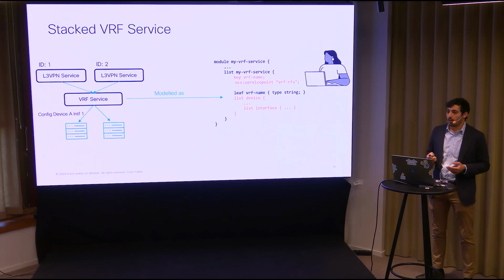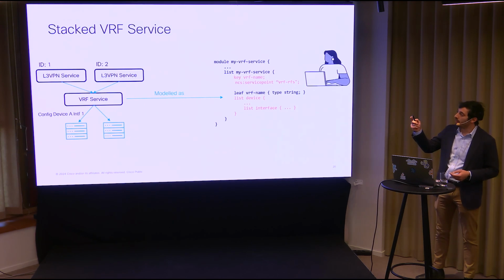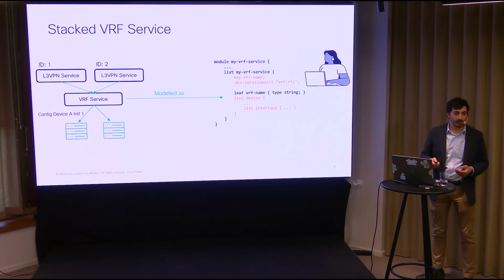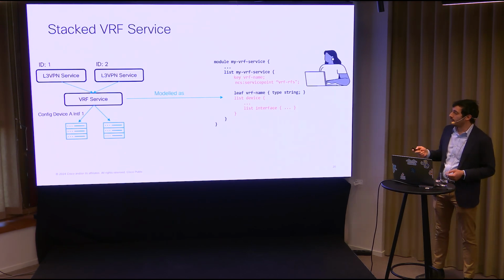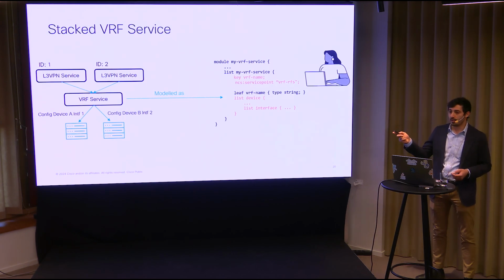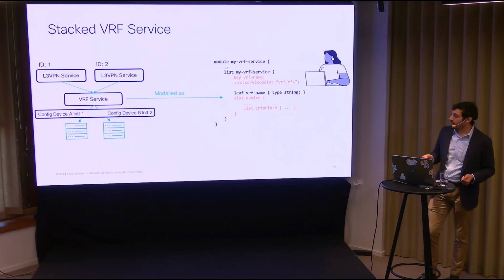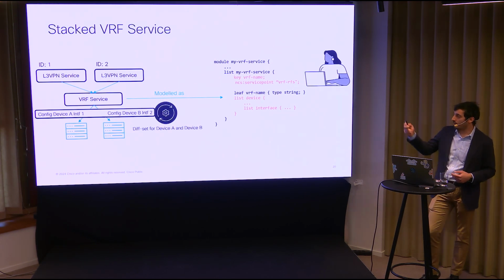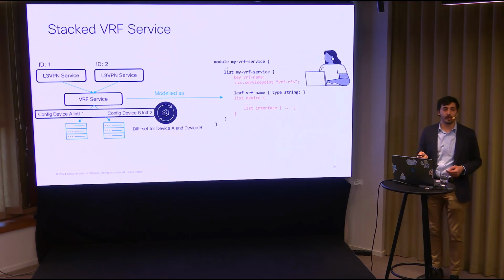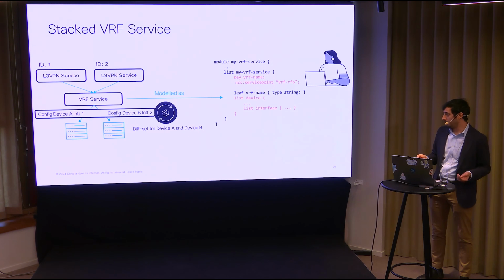Now, a new service is requested, so user intent. The intent is to configure a new L3VPN service with ID 2 that will configure interface 2 on device B using the same VRF service, because both service ID 1 and 2 share the same VRF name. Now what's happening? Here, both configurations are part of the same diff set. So NSO, when you configure ID 2, needs to calculate the diff set for both device A and device B.